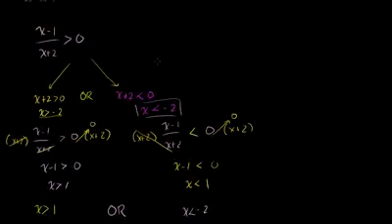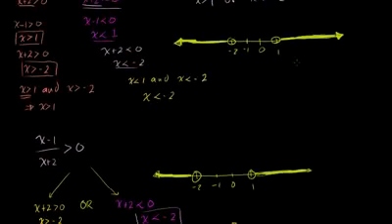So once again, you can graph it on the number line. X is greater than 1 right there. You have 0, minus 1, minus 2. And then you have x is less than minus 2. You're not including the minus 2. And just like that. And that is the exact same result we got up here.